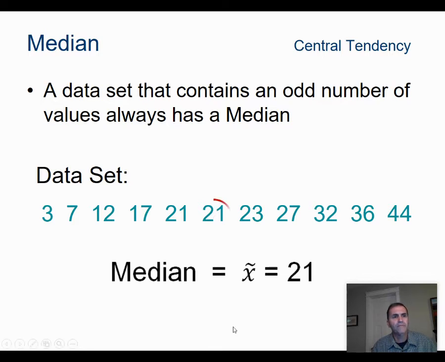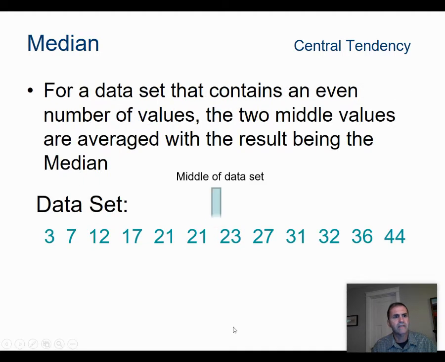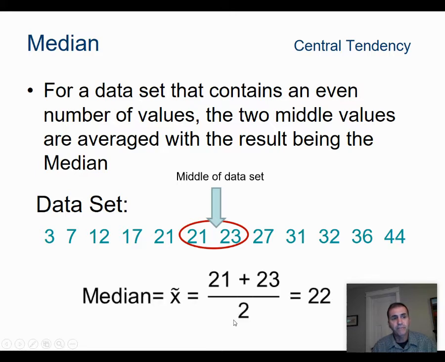Now, what happens if you have one that's even numbered, though, like this? Then you'd take the 2 in the middle and average them, and that would give you what your median is. Now, why is it important that we have the median and the mean? Here's the difference, and I had somebody tell me this story once, and it was perfect.